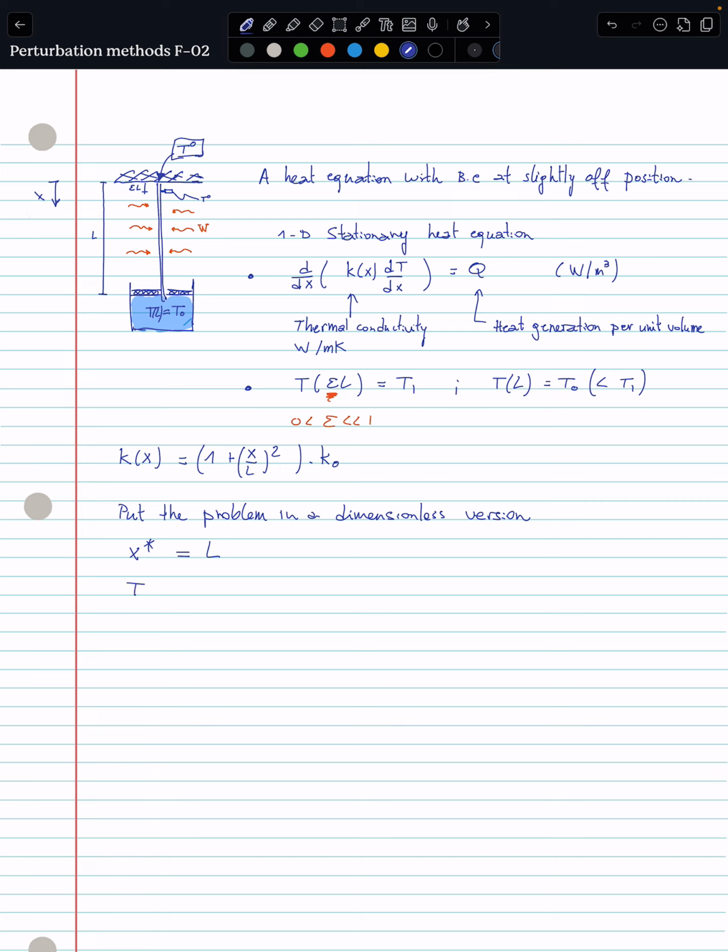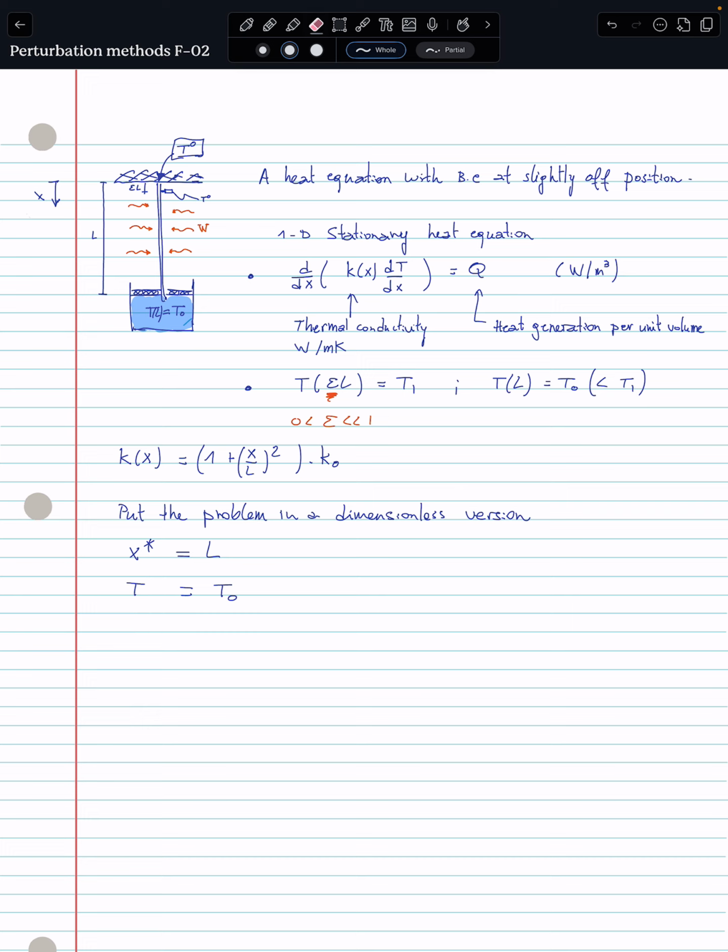We need to find a characteristic temperature. In this problem, we have two different temperatures. We have T0 and T1, which are the two temperatures at the bottom and at the top. In this case, I'm going to do something slightly different. Because I don't want to choose between T0 and T1, I'm going to use something that is a linear transformation or combination of these two quantities. And then I could, for instance, rewrite the temperature T as a function of x.